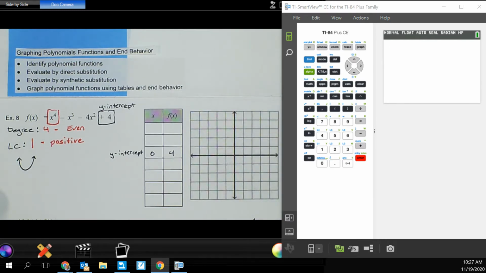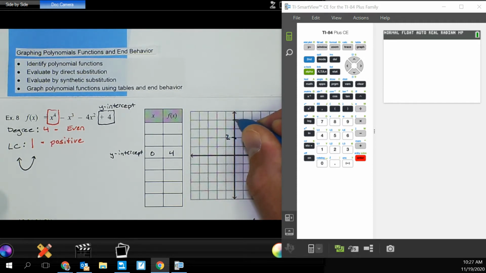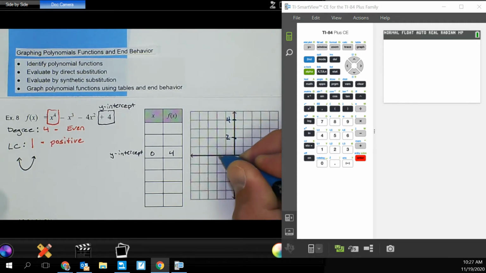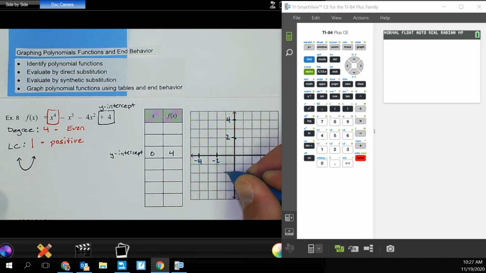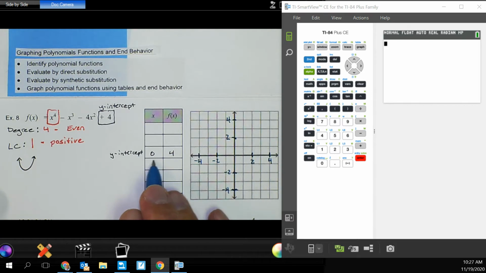And I want to count by ones on my graph. So we're going to say that this is 2, and this is 4, and this is -2, and this is -4, and this is 2, and this is 4. So I can graph the y-intercept as 0, 4.